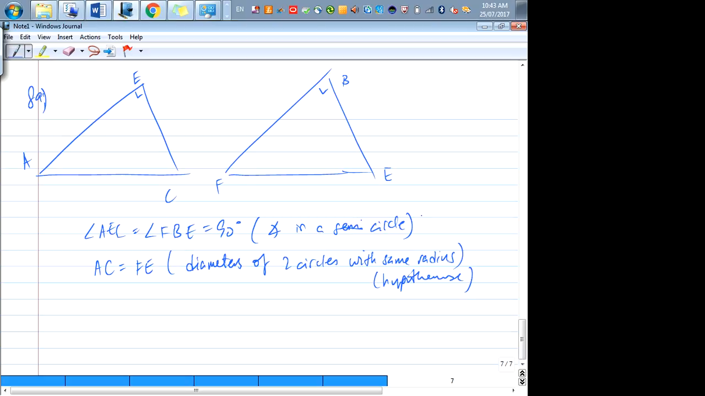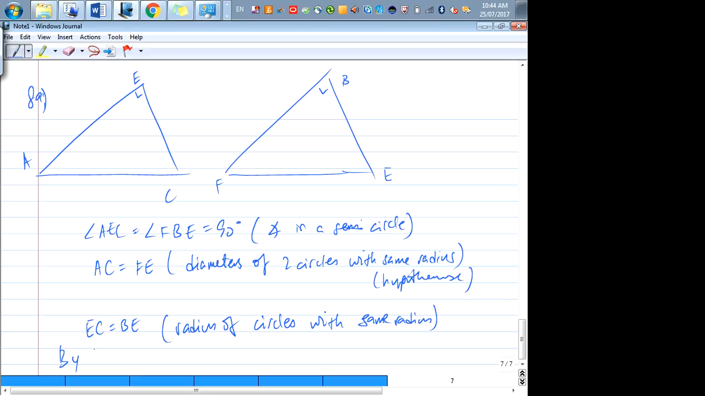This is our right angle, and then we have our hypotenuse ready. So we are left with just one last side. It can be any side. So do you want to prove AE equals FB or EC equals BE? Hello, that's the hypotenuse. We've proven that already. EC equals BE, okay? That's what he's trying to prove. EC. And what's the reason? Yes, they are both radii of a circle with the same radius.